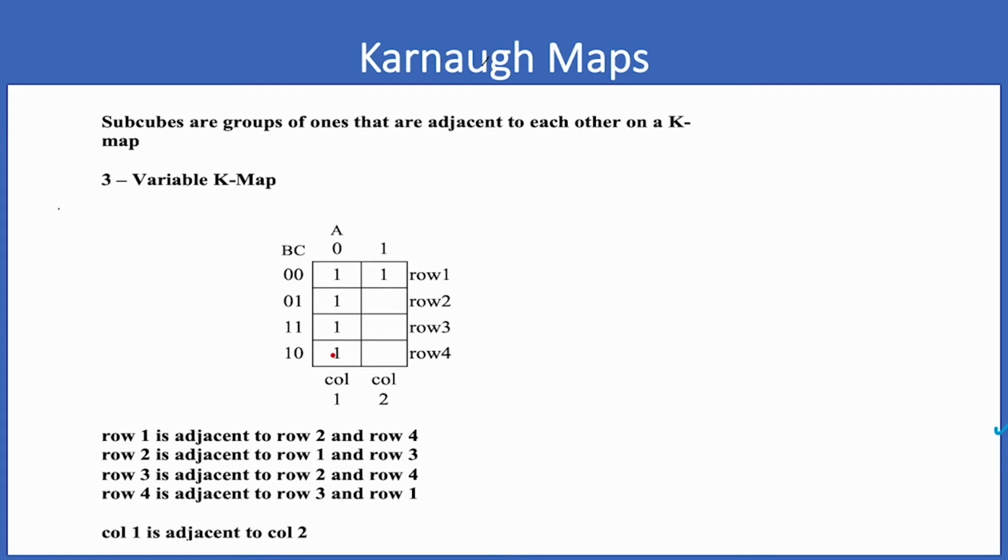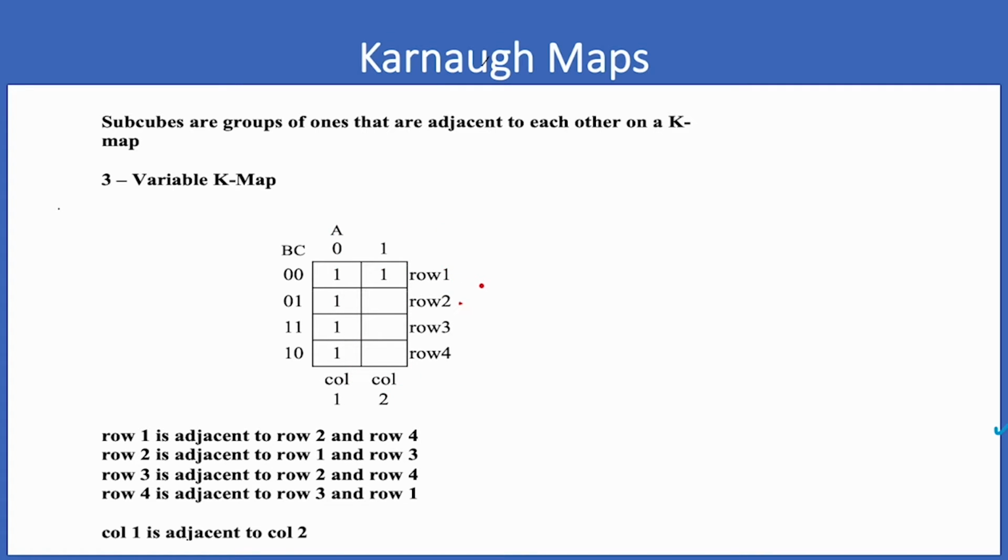Now, row 1, this is all of row 1, is adjacent to all of row 2. So this whole row is adjacent to this whole row. And row 2 is adjacent to row 1 and row 3 because it's right next to it. And row 3 is adjacent to row 2 and row 4, the one above and the one below. And column 1 is adjacent to column 2.